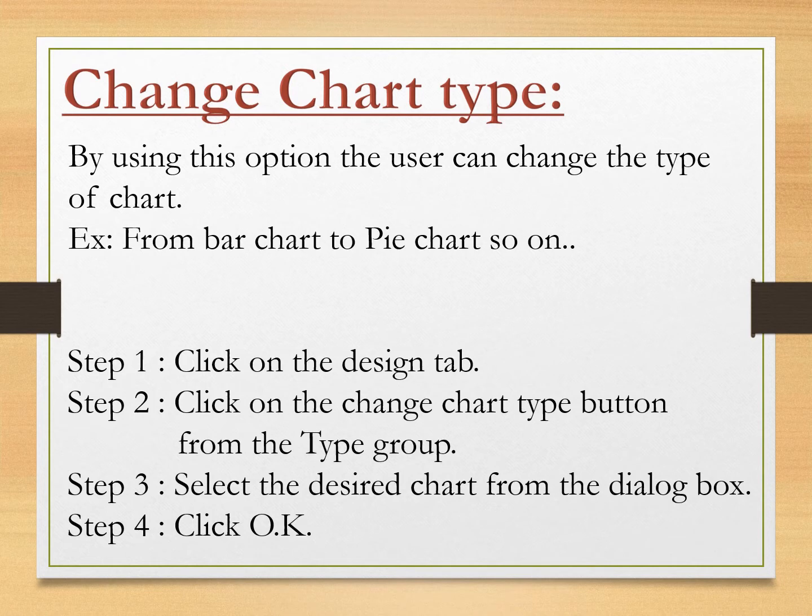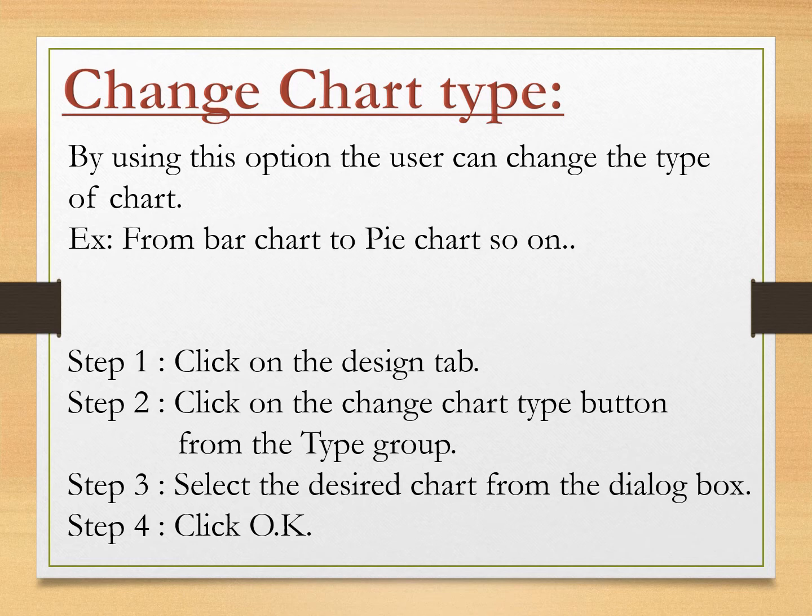First option from the design tab is change chart type. By looking at the title we can understand that we can change the type of the chart from one type to another type. Suppose after selecting the source data from the Excel, you have inserted the bar chart, and afterwards if you want to change this bar chart into some other chart like pie chart or line chart, you can select the change chart type option from the design tab.